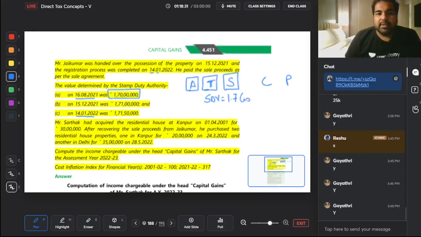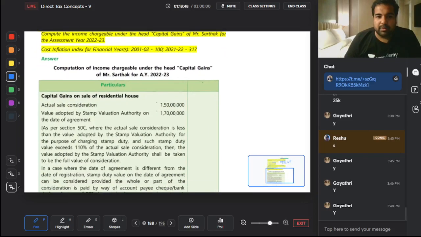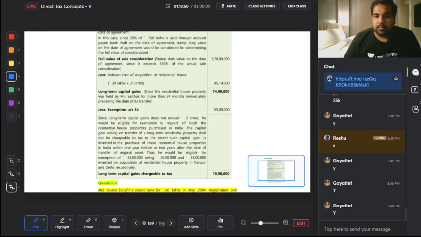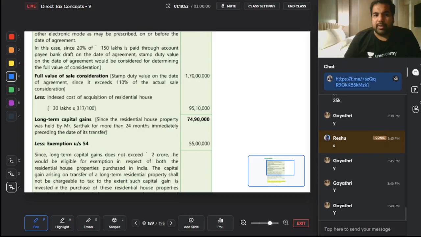How much did you buy this house for? Mr. Sarthak had acquired the house for 30 lakhs, so that is your cost. And when did he acquire it? In 2001. So is it long term? Yes. Can I index it? Yes, I can index it. Guys, this will basically be your long-term capital gain calculation. Here I'll show you the calculation. The long-term capital gain is 74 lakh 90,000.